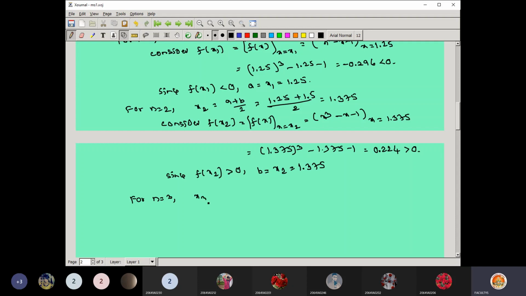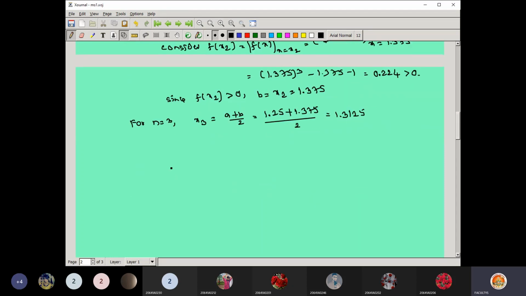If I write n equal to 3, x3, that becomes again a plus b divided by 2. Your a value, previous a value 1.25 plus b value, fresh value for b 1.375 divided by 2. So with the help of your calculator, 1.25 plus 1.375 divided by 2. Answer is 1.3125. So this value again you are substituting in the given function. Same procedure you are repeating, that's it.